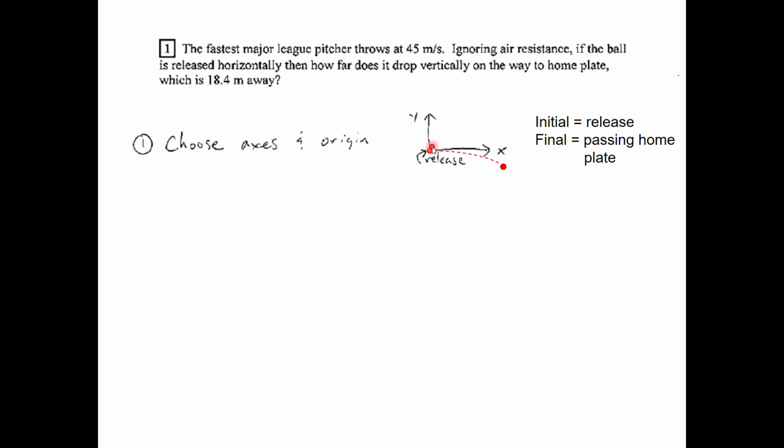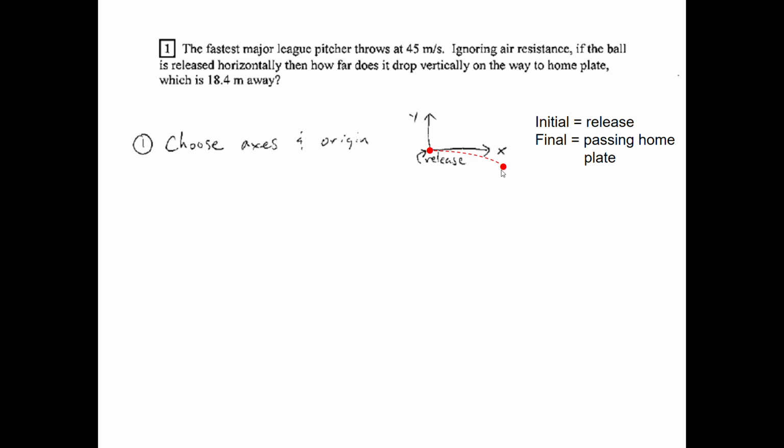So if this is initial, when it's released, I'm being explicit about what the initial and final times are, and final is when it passes over the top of home plate, which is down here somewhere. What we would like to know is y final, right? Y initial is 0. I can see that right here. And y final, I'm expecting is some negative coordinate.